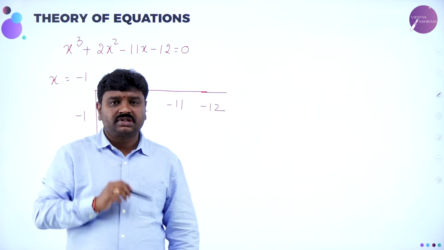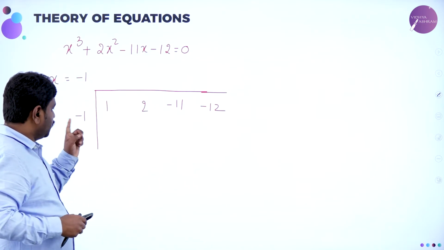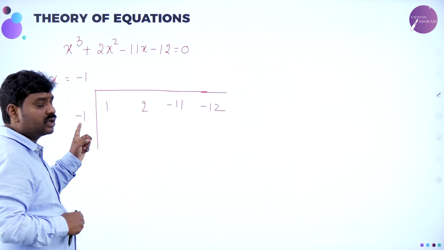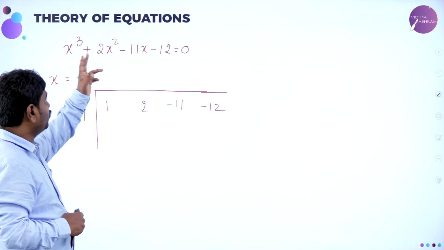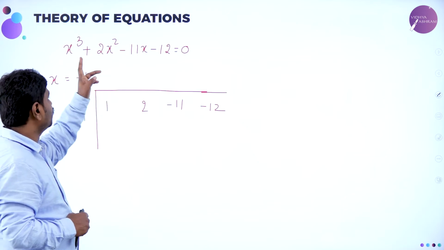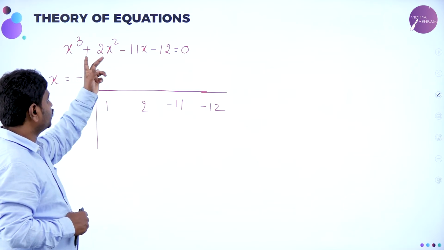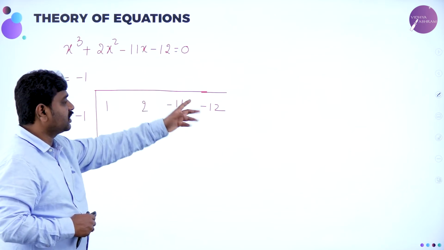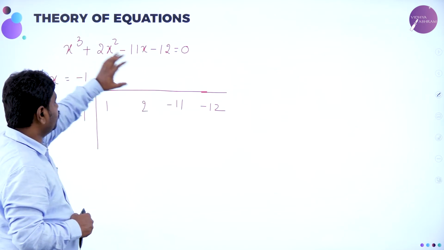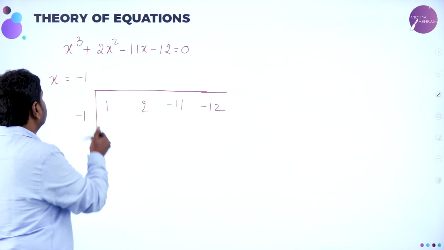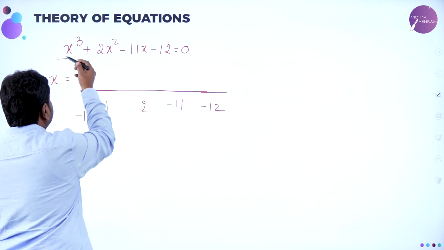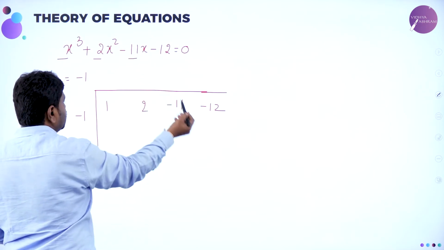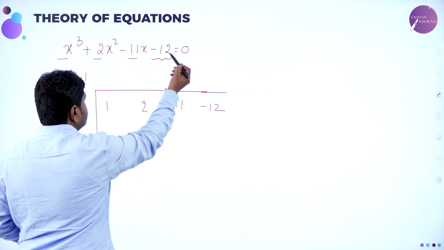Okay, now further. What is the first technique? First you write the multiplier, one of the roots, outside. X is equal to minus 1. So, you write minus 1 outside. Then write the coefficients of x cube, x square, x and constant. What is the coefficient of x cube? 1. Then write the coefficient of x square, that is 2. Then write the coefficient of x, that is minus 11. Then write the constant. So, coefficients we have written. Observe the coefficients. With x cube we have 1, nothing is there means 1x cube. With x square we have plus 2. With x we have minus 11. And the constant as it is you should write.